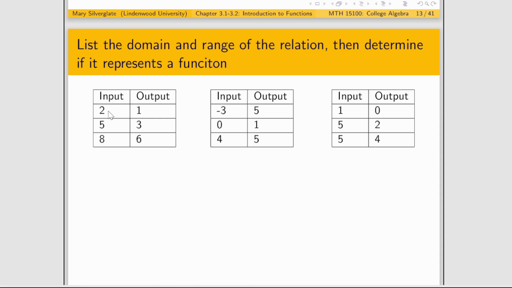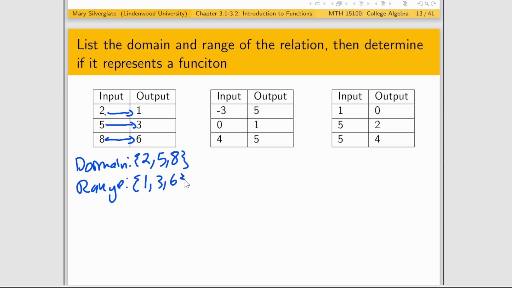So here I have an input of 2 going to an output of 1, an input of 5 going to an output of 3, an input of 8 going to an output of 6. So for my domain, go ahead and pause the video, see if you can list that yourself. That would be 2, 5, and 8. For my range, also see if you can list that yourself. That's 1, 3, and 6.